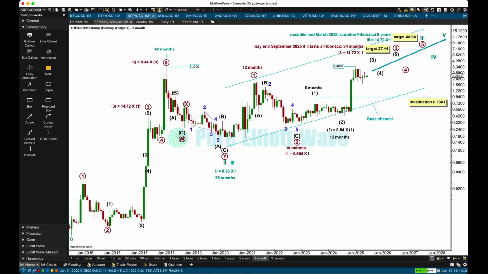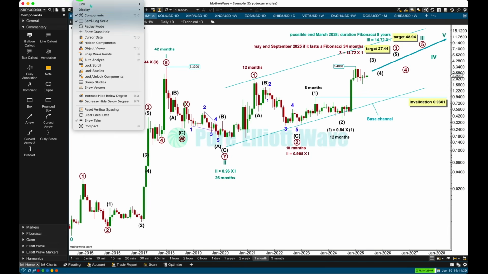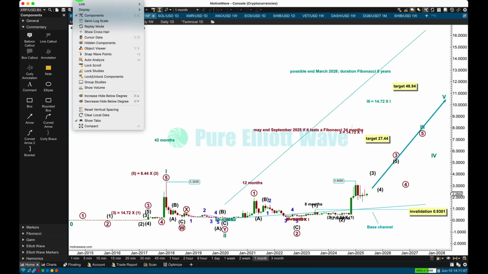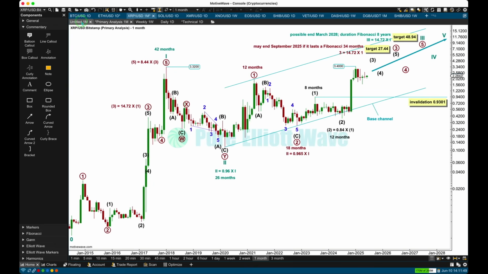It doesn't look that deep because this is a semi-log scale. You just cannot view these charts on anything but a semi-log scale. If you view it on an arithmetic scale, you can't see what's happening at the beginning here. It just looks like a flat line. You cannot view any of these cryptocurrency charts for any time frame, apart from hourly, on anything but a semi-log scale.